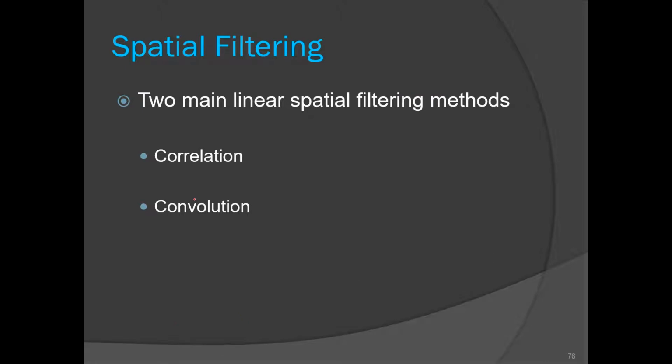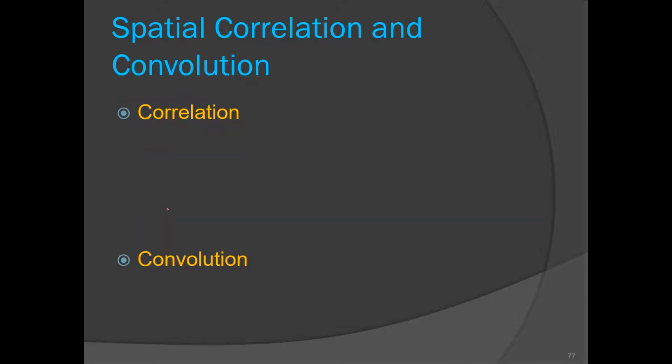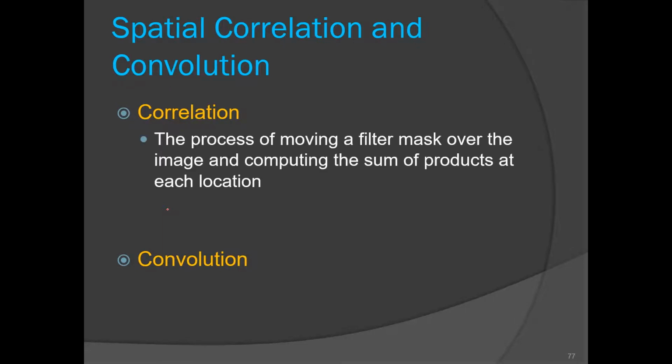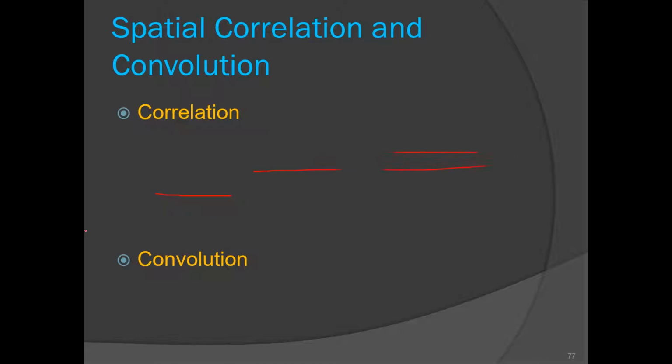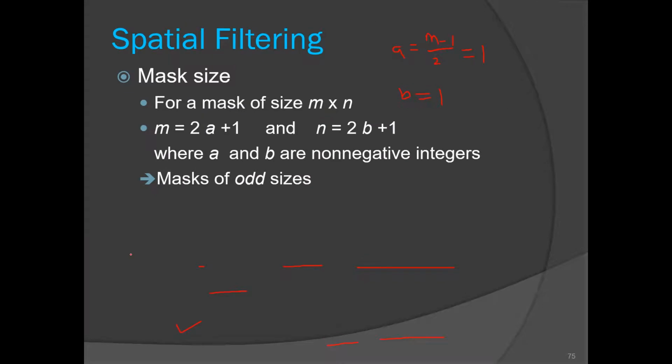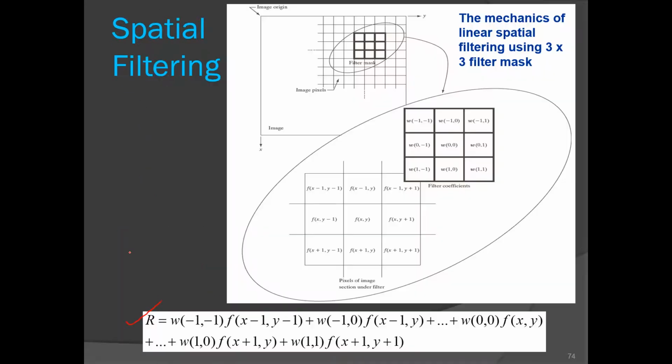There are two main methods in spatial filtering. The first one is known as correlation, and the other is convolution. Now let us see the definitions. Correlation is the process of moving a filter mask over the image and computing the sum of products at each location. The process that we have studied in this example is nothing but correlation.